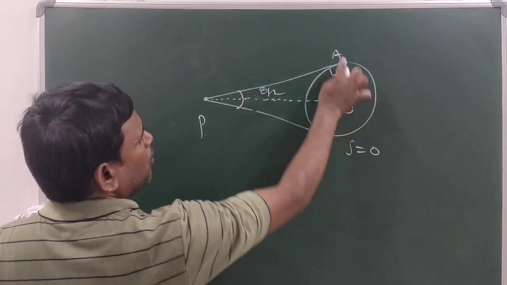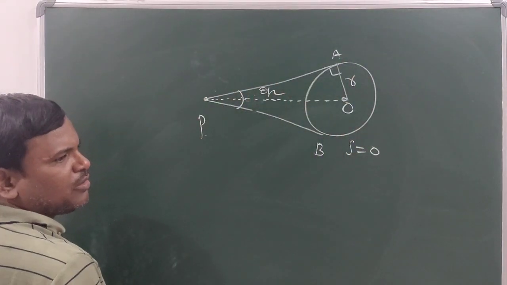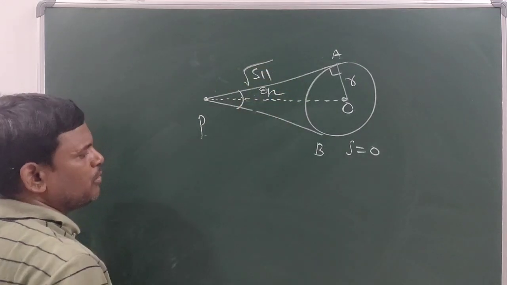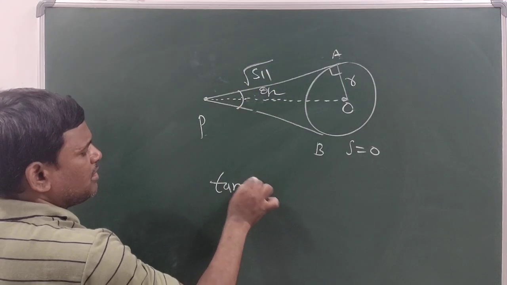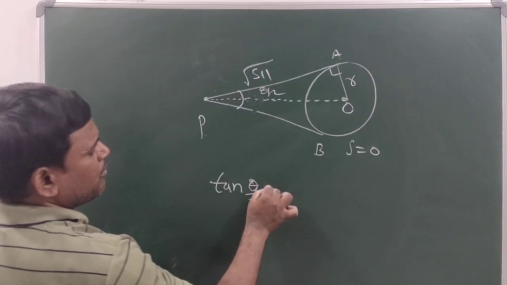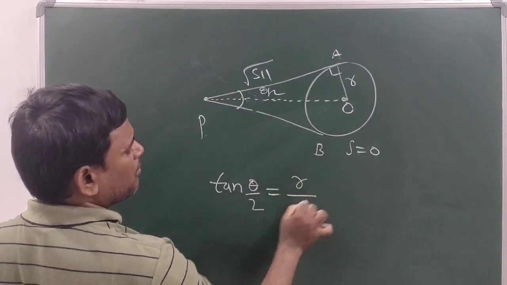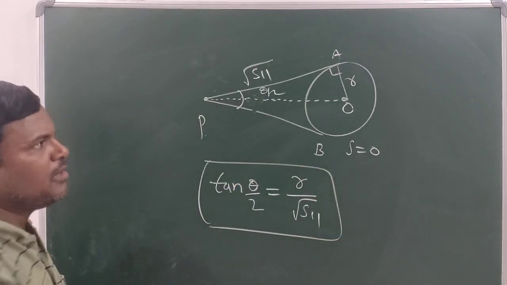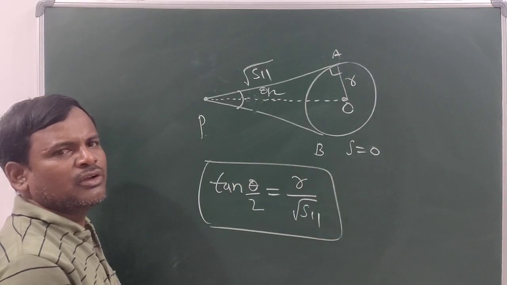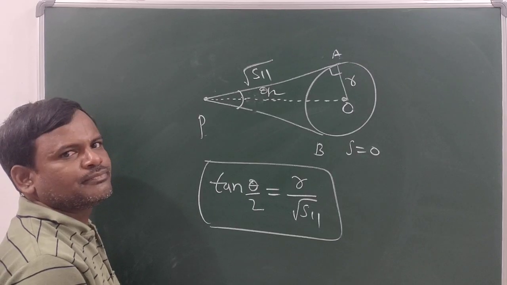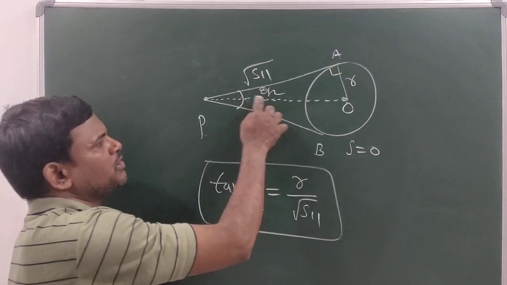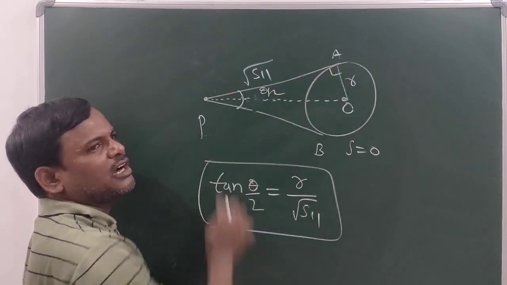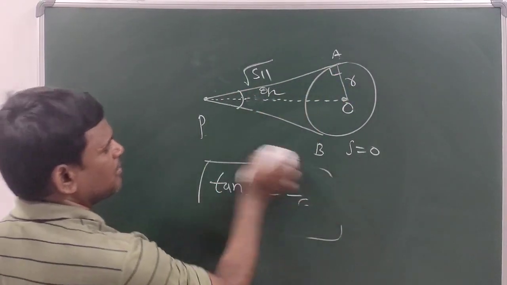Now OAP is a right angle triangle, no? So AP, the length of the tangent, is root S11, you know. Now remember this relation: tan theta by 2 is equal to R by root S11. Tan theta by 2 is equal to R by root S11. Opposite here. Define the tangent ratio with respect to this angle. Opposite by adjacent, R by root S11.